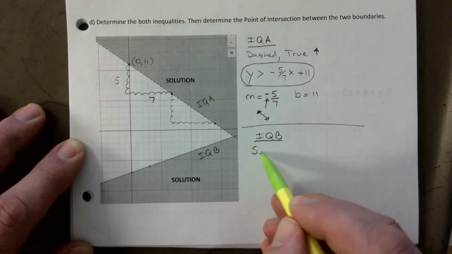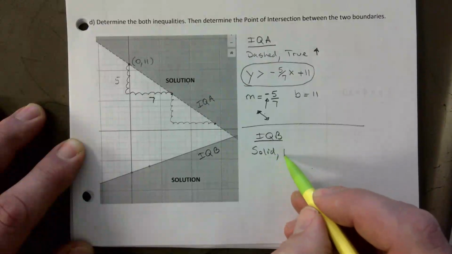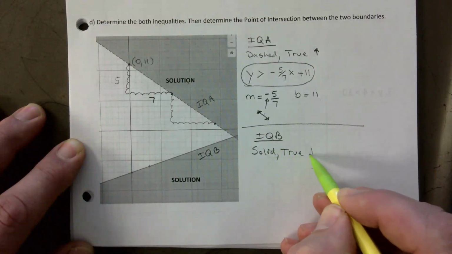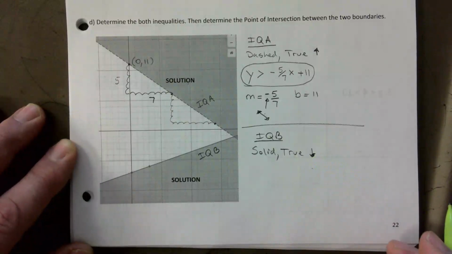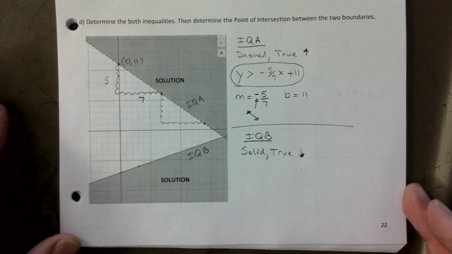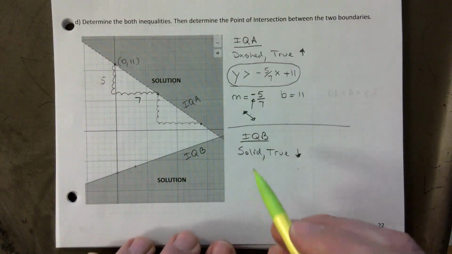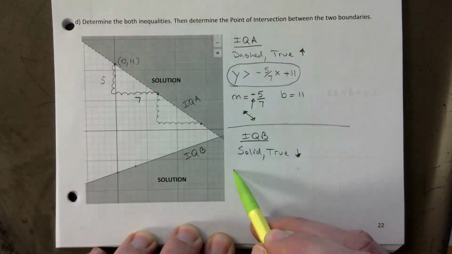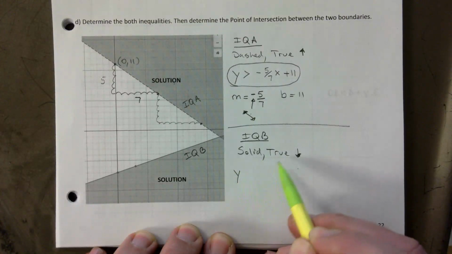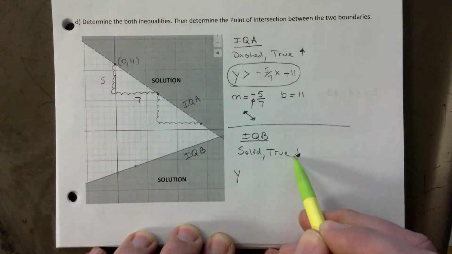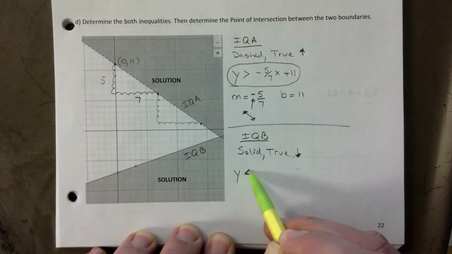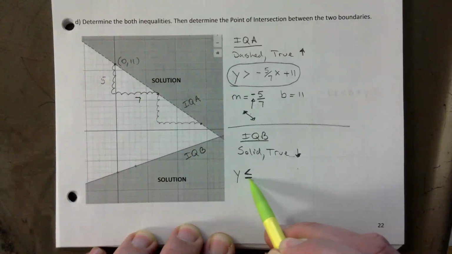It's solid, and the true region is below the line. And it's not a special case, it's a diagonal line, so I'm going to have y and x. Okay? But this is already going to give me enough to get started. y, it's solid, right? So, and true is below. So I go below, and I put an equal sign because it's solid.